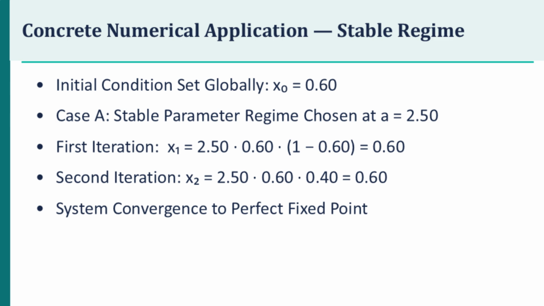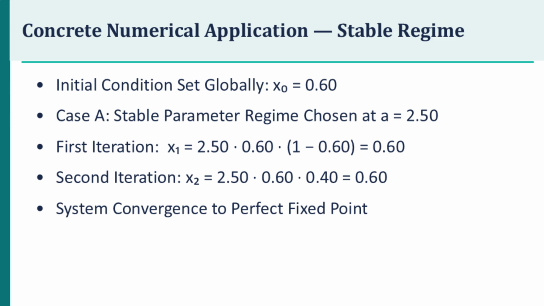x sub 1 equals 2.50 times 0.60 times (1 minus 0.60). First, we calculate the term inside the parentheses. 1 minus 0.60 equals 0.40. Next, we multiply 0.60 by 0.40, which equals 0.24. Finally, we multiply 2.50 by 0.24, which gives us an exact value of 0.60 for x sub 1.